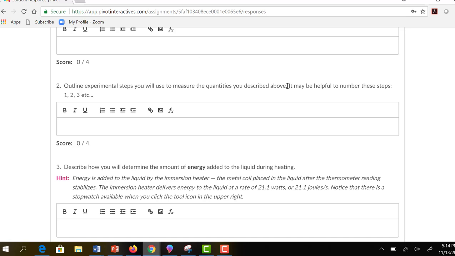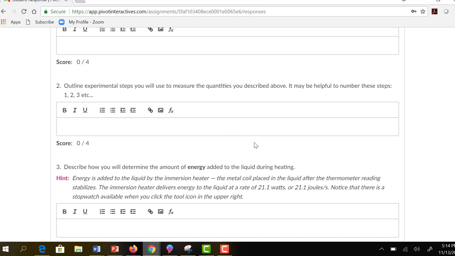Maybe if you were going to give this lab to somebody to do, how would they perform the experiment? So, include enough steps here that somebody could follow what you've done. You could either type it out here or do your work on a piece of paper, take a picture of it, and upload it.